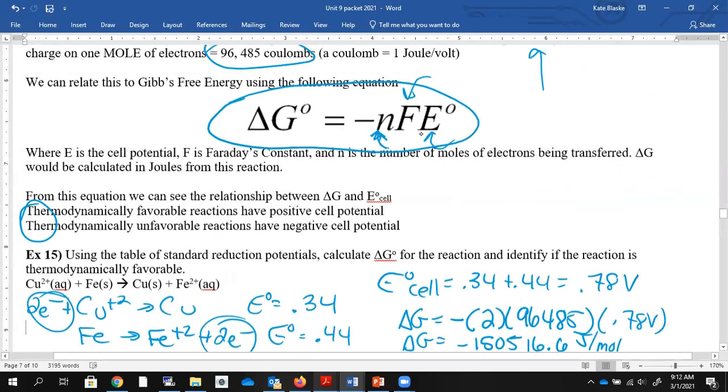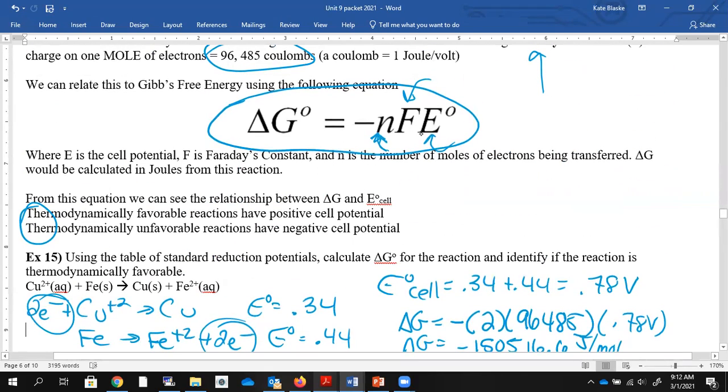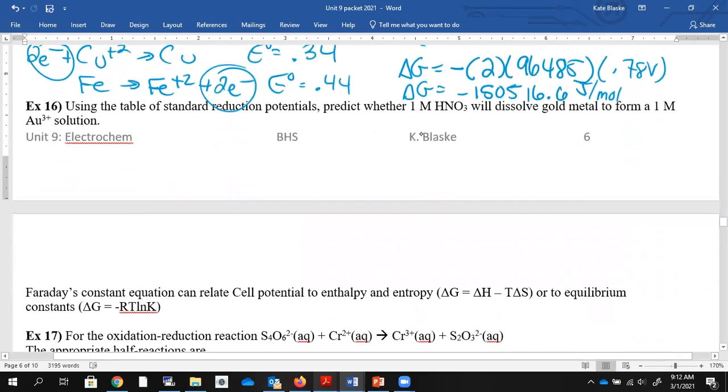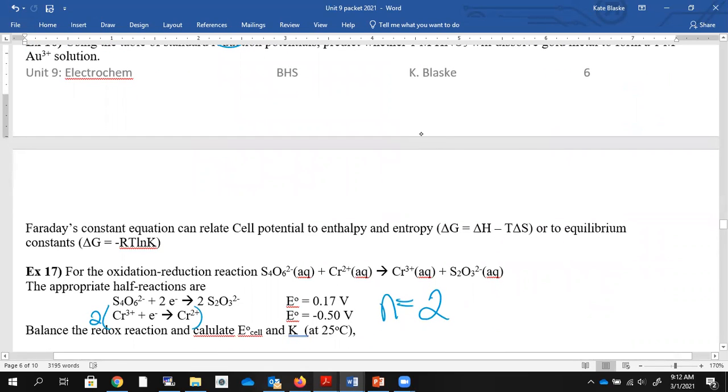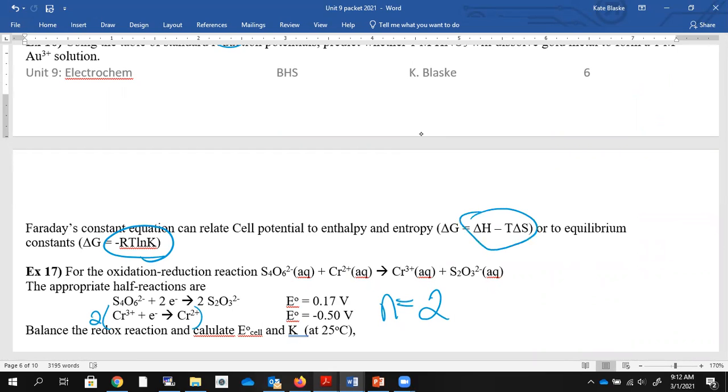So we can make this delta G equation relate to any of the other delta G equations that we have, which also means that we can relate our cell potential to either our equilibrium constant or to entropy and enthalpy. And that is definitely something that we'll see in some free response questions that we will practice.